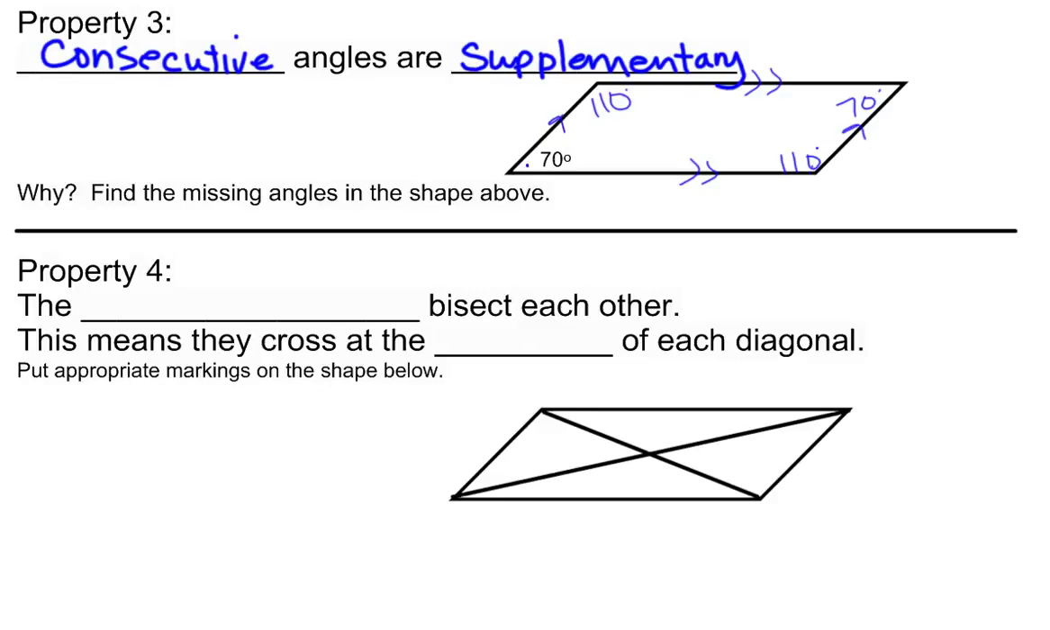So then our property 4 is going to deal with the diagonals. They will always bisect each other. What that means is they cross at the midpoint of each diagonal, which means these two pieces are the same and these two pieces are the same, which means that point right there is the midpoint of each diagonal. It cuts it in half.